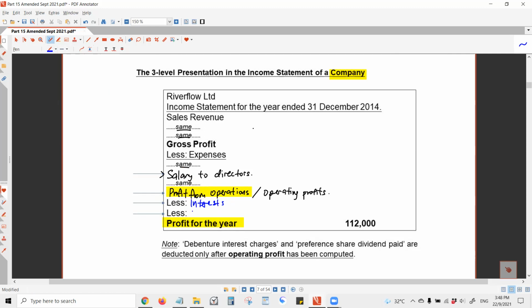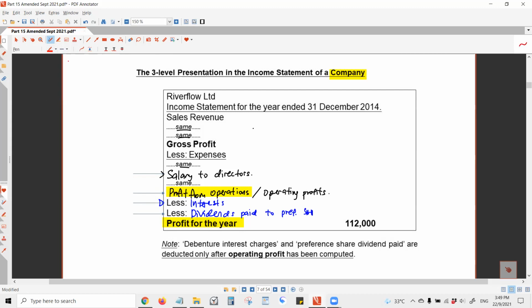Minus interest first, then only you minus dividends paid to preference shareholders. But I can tell you one fact, quite rarely you will see anything about preference shares in the exam questions. Only once in a while you will see. So quite likely you would only have interest here, without dividends paid to preference shareholders in the question. If you have, then you minus it here.